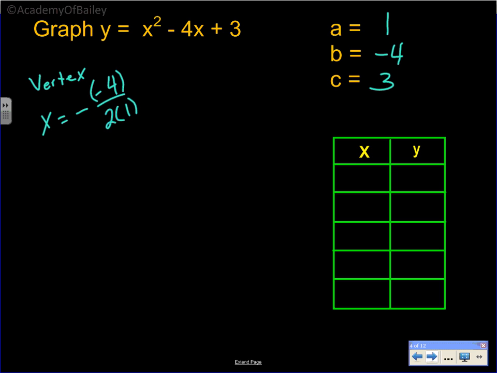So this negative sign right here only goes with one of those numbers. It either goes with the top or it goes with the bottom. I'm going to put it with the top, so a negative 4 makes a positive 4, and on the bottom 2 times 1 is 2. So 4 divided by 2 is 2. The x value of the vertex is going to be 2. And we notice this says x is equal to 2. That should be the equation for your axis of symmetry. x is equal to 2. It's a vertical line that's going to pass through the x-axis at positive 2.